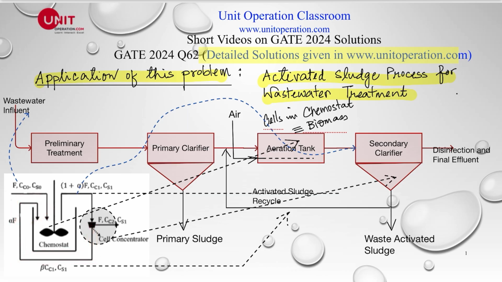Okay, and the effluent which comes out from here is then put through a disinfectant, and the final effluent is basically this one right here. So this problem is a very good example of a very big industrial and a very, very widely accepted industrial problem.